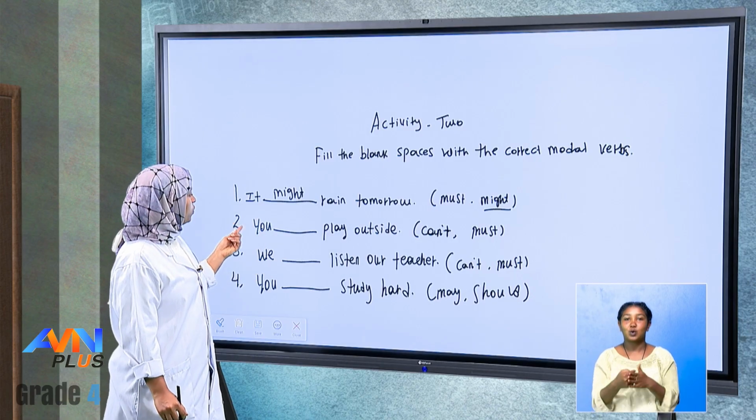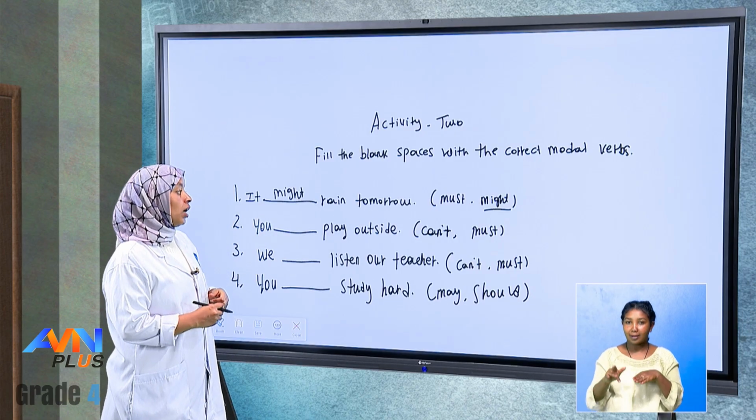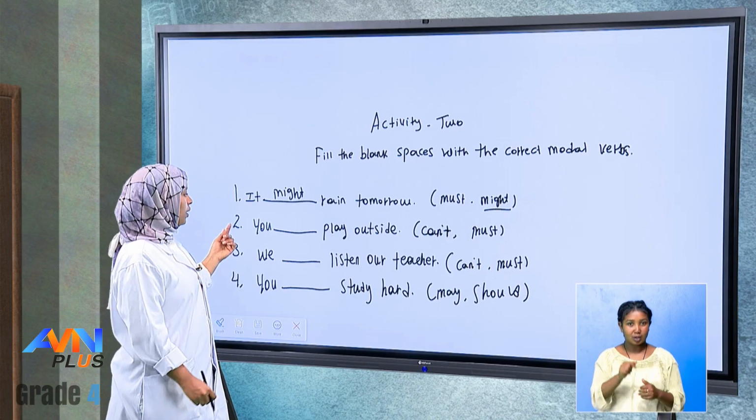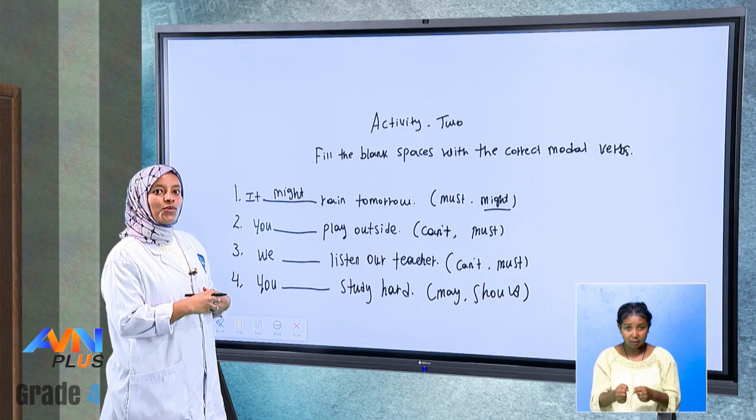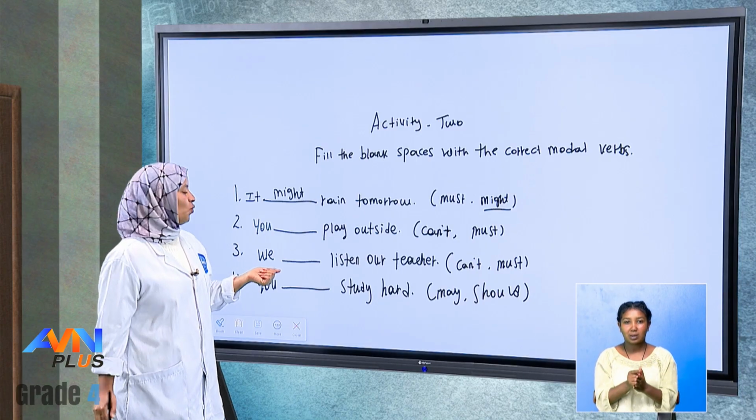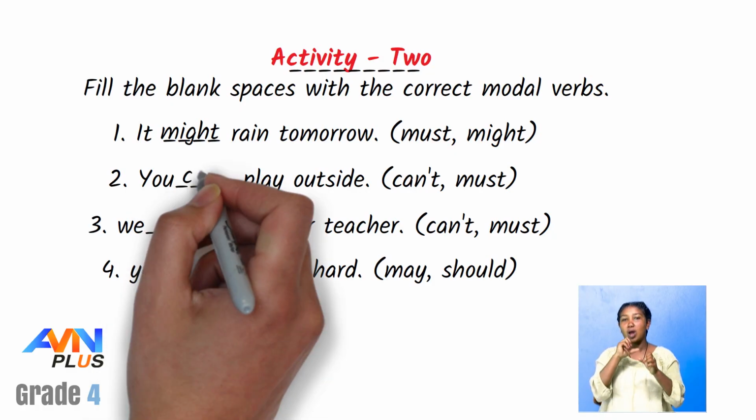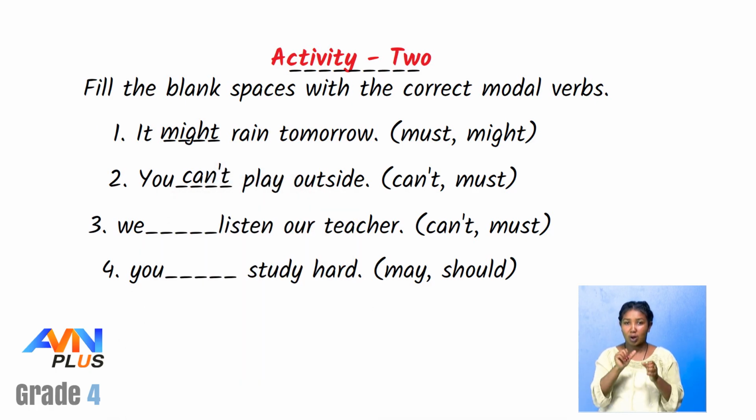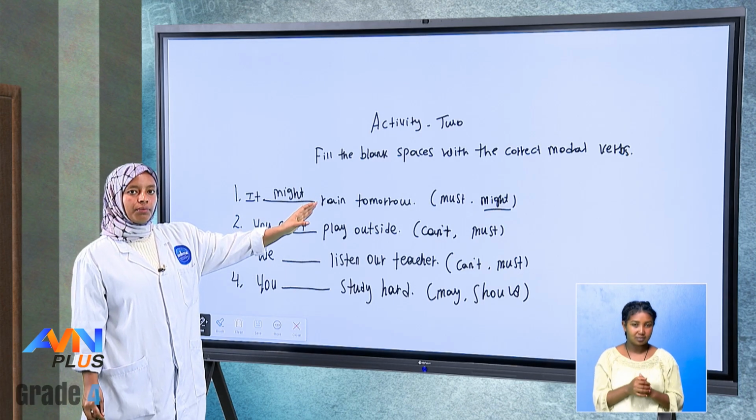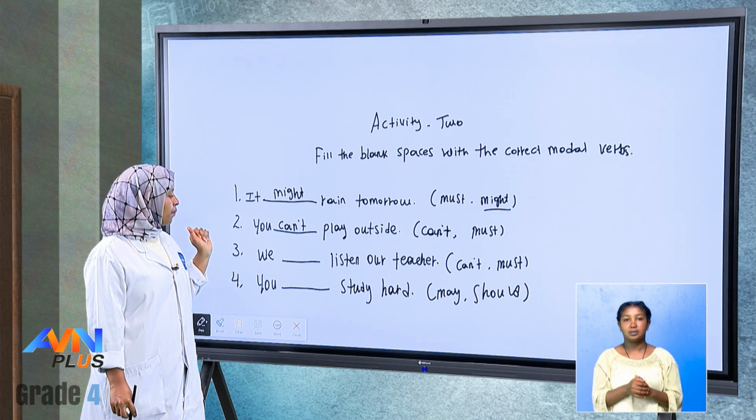So question number 2, you blank play outside. Play is an ability. So for example, but this one is negative. You can't play outside. Here is question number 3.